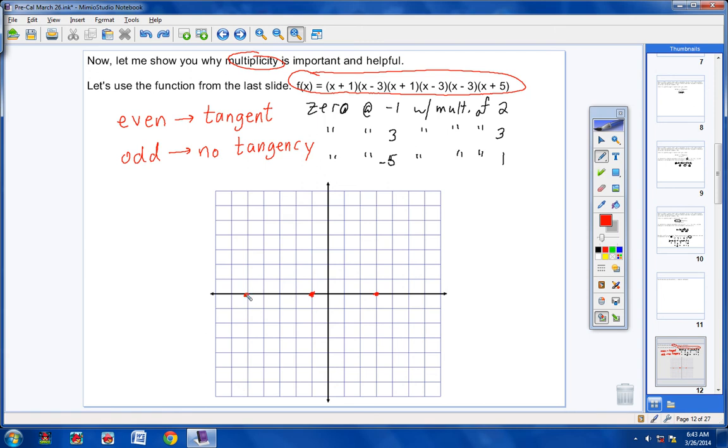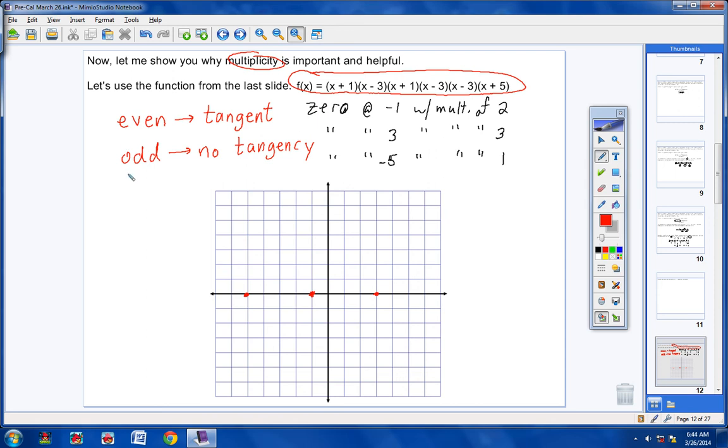Here, you know there's no tangency, so the graph's either going to come down like this, or it's going to come down like this and cross the x-axis. And same thing over here. So that's why multiplicity is so important. It tells you when your zeros are points of tangency, and it tells you when they're not. I hope that makes sense. If not, back the video up and listen to it again, okay?